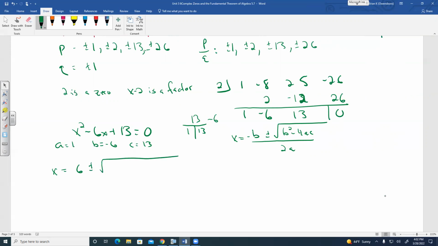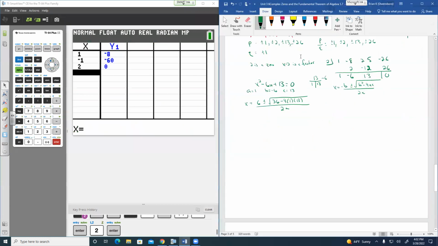So I have to do a -6 squared, which is actually 36. So I'm going to go ahead and do that math. Minus 4 times a, which is 1, times c, which is 13, all over 2 times 1, which is 2. So using my calculator, I'm going to work that out with the calculator.